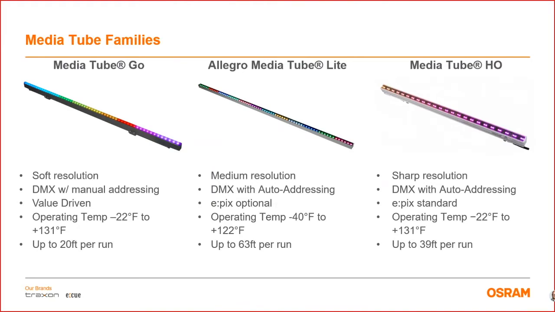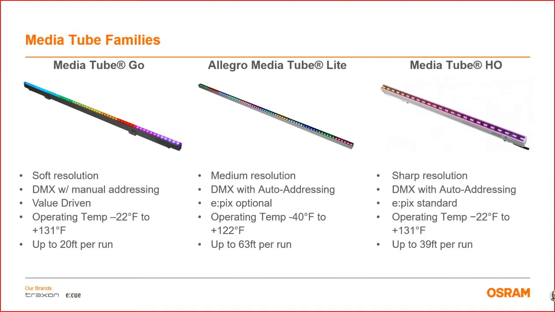So to wrap up some of the feature sets and talk about where we would use each of these. Soft resolution with the Go, medium resolution with the Lite, and more of a sharp resolution with the Media2 HO. All of these options can be controlled via DMX. Allegro Media2 Lite has an optional ePix control, and Media2 HO has ePix available standard.